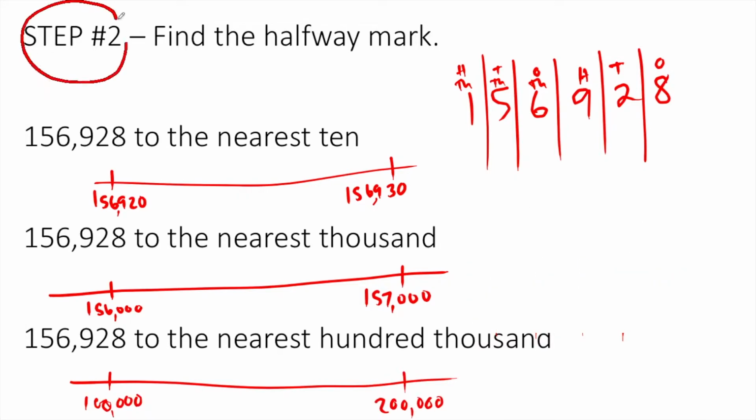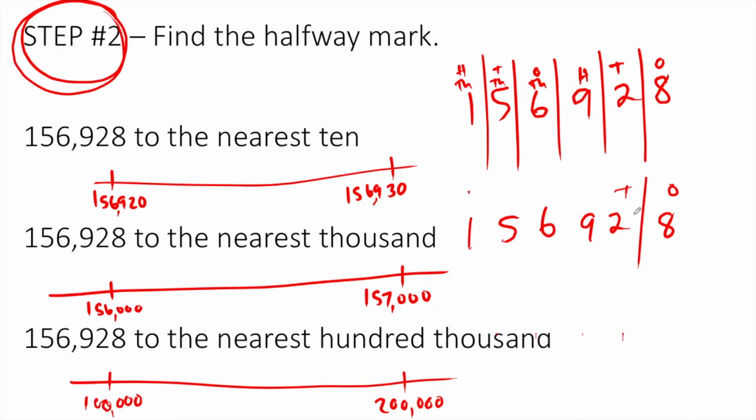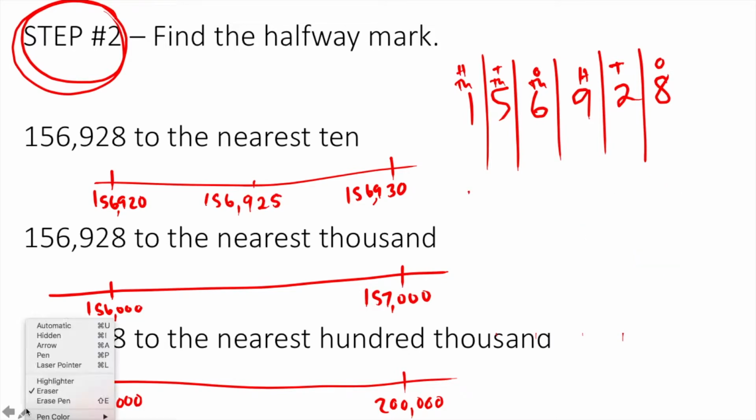Step 2 is to find the halfway mark. And guess what? The same patterns we noticed when we did halfway marks before continue. You remember we said it's always 5 in the smaller place? So when my number is here in the tens chart and I've turned this to 0, halfway is going to be 5. 156,925. Let's do the next one.